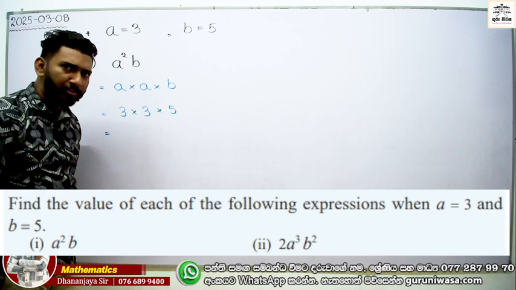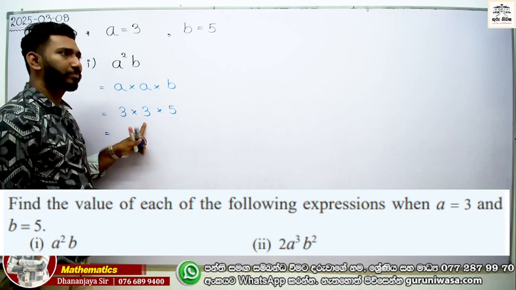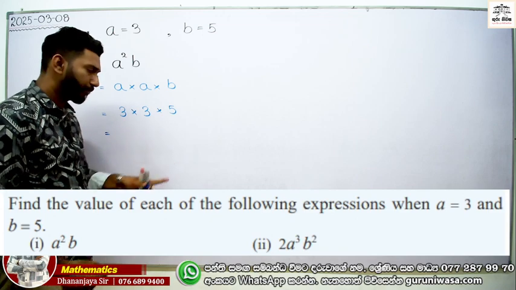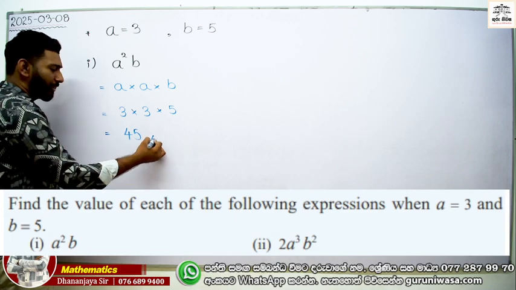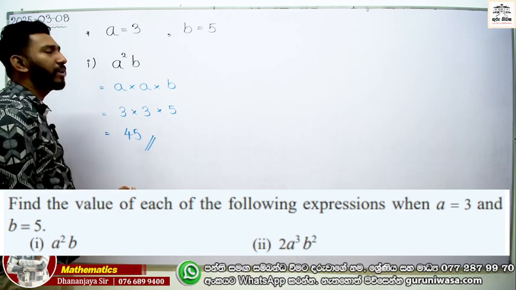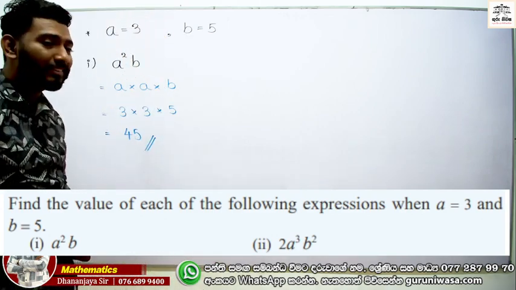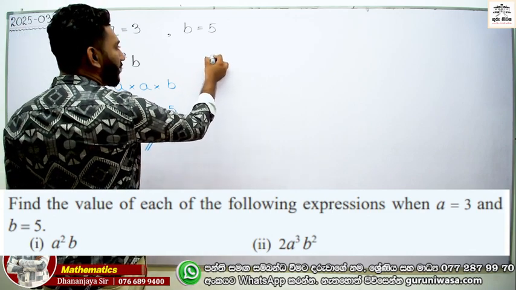How about the multiplication table? Look at this. 3 times 3, what is the answer? 9. And 9 times 5 is 45. And this is the value for the first question. Right? Understood? Yes. Right. Now look at the second one.